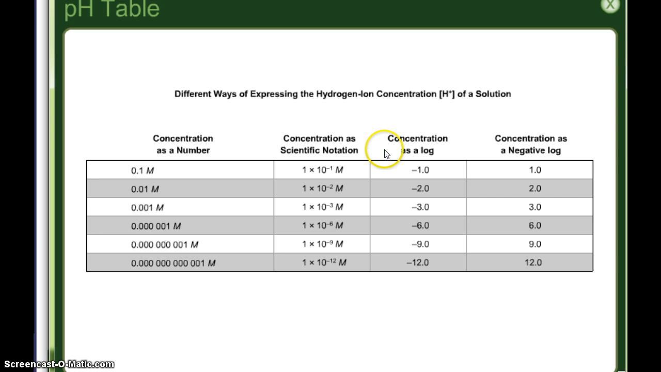And we have a pH table. Different ways of expressing the hydrogen ion concentration of a solution. So the concentration as a number. If something is 0.1 molar, scientifically we call that 1 times 10 to the negative 1st molar. If we do the logarithm, we do it as negative 1, but we make it a negative log, so a negative times a negative is a positive, and that's how mathematically we get it to equal 1. So let's look here.